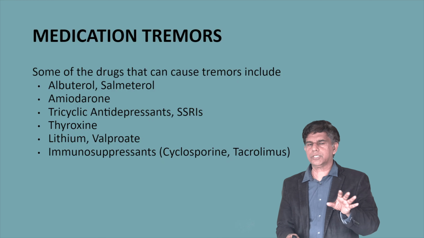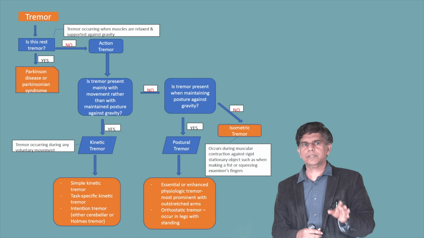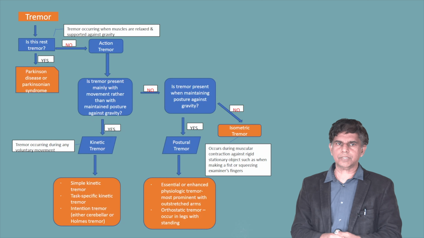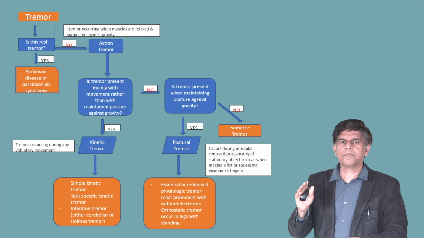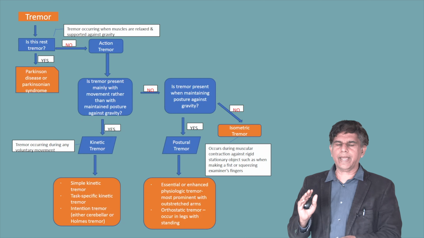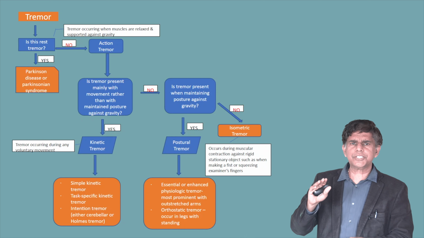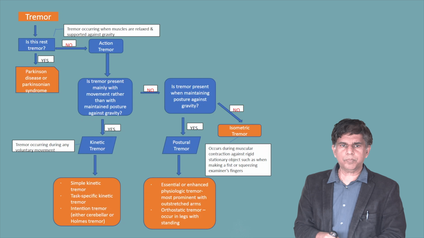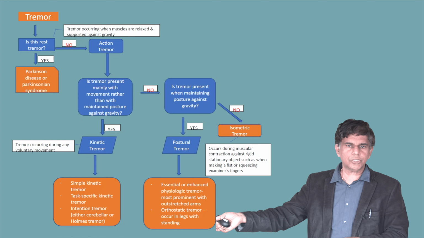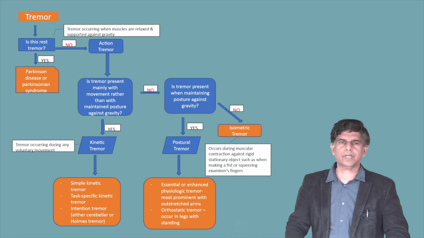So how do you evaluate? We put this nice picture. First thing you have to know, is this a resting tremor? If it is a resting tremor, always think about Parkinson's disease. If it is an action tremor, meaning the tremor is present mainly with movement rather than with the maintained posture against gravity, then just think about kinetic tremor. And if it is not, think about tremor present while maintaining posture against gravity. Then you have to think about the postural tremor, orthostatic tremor, and all that. And if it is not, then you look at an isometric tremor, because you're trying to squeeze something and all that. So follow this pattern when you come up with a diagnosis.